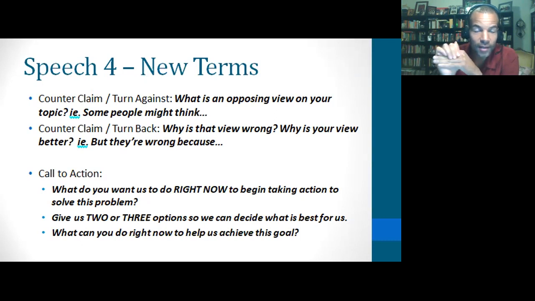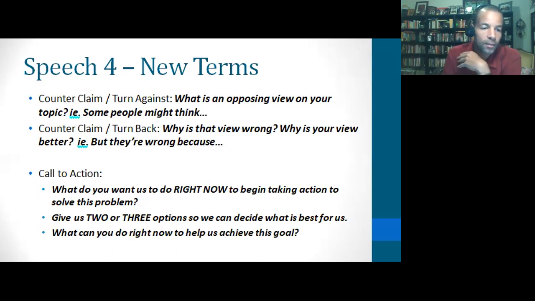Call to action is a bit of a different beast because you will do your outline and I may give you feedback on it, but if you do it incorrectly, it's just going to be a little harder for you to make sense of where you might have gone wrong. So there's a couple of things to keep in mind. Generally, the idea is, what do you want us to do right now, in this moment, in order to start taking action to solve the problem, okay? You need to have 2 or 3 options because we, as the listener, are going to decide what's best for us, okay? And then you need to help us achieve that, okay?